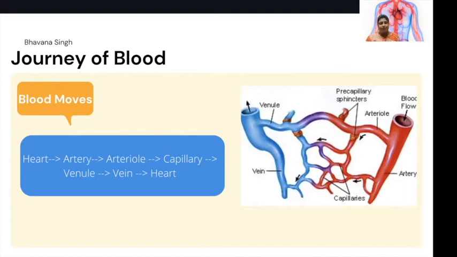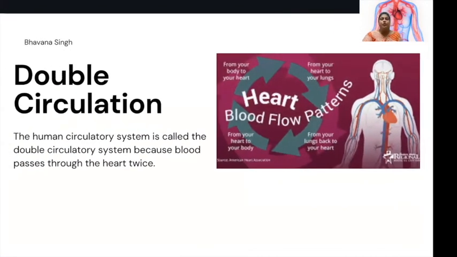But heart pumps blood. Now how will you filter this impure, deoxygenated blood? How will you oxygenate this blood? Here we talk about the double circulation of the human circulatory system. This is the only circulatory system found in humans. Why is it called double circulation? Because blood passes through the heart twice in the system. So that's why we call it the double circulatory system.